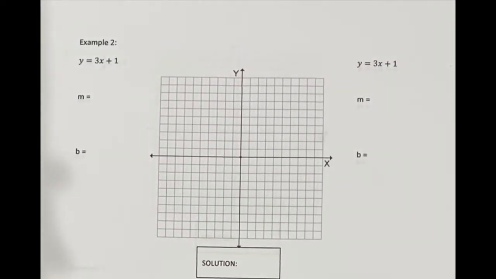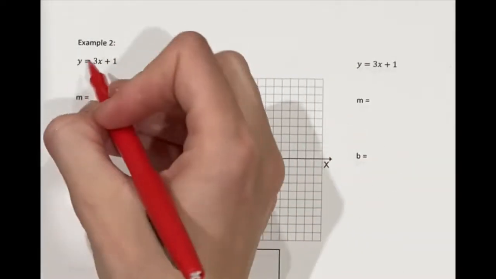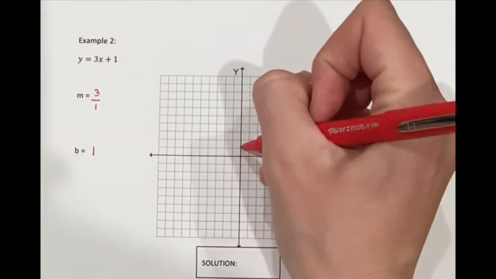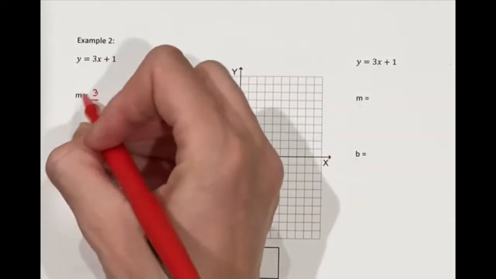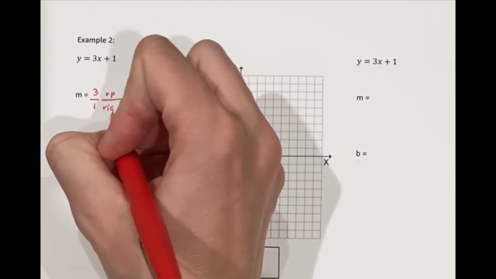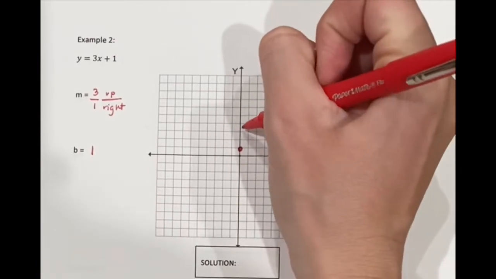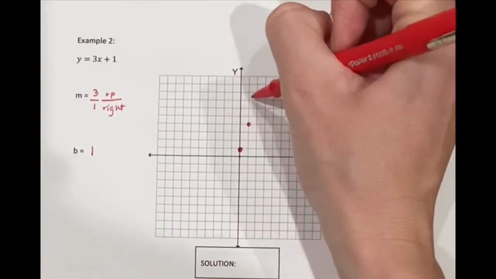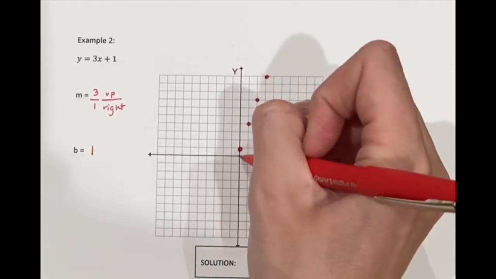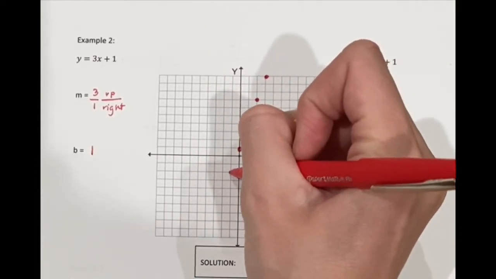So let's take a look at example 2. So example 2, my first equation is y equals 3x plus 1. So my slope is 3 over 1. My y-intercept is 1. So I'm going to plot my y-intercept. A positive 3 tells me I'm going up, and a positive 1 tells me I'm going right. So I'm going to go up 3, right 1. Or if I went the other direction, I would need to go down and left.